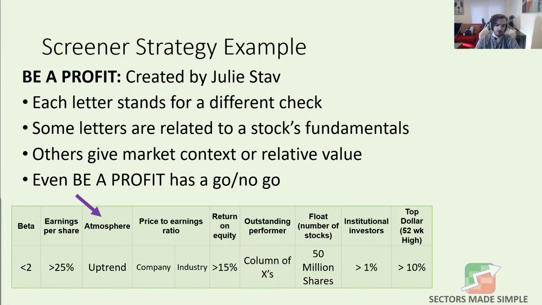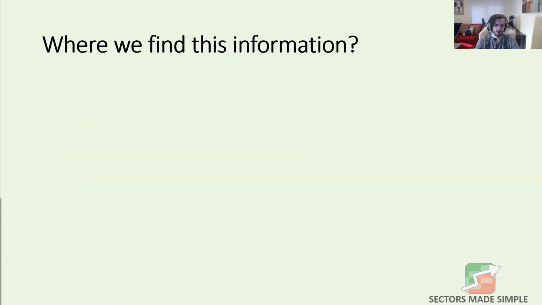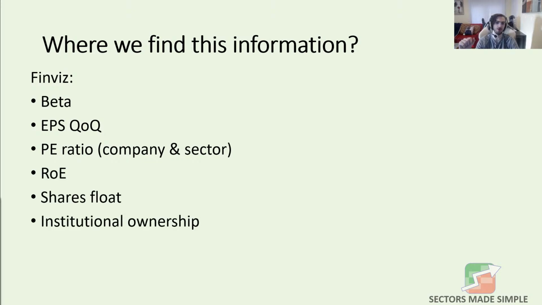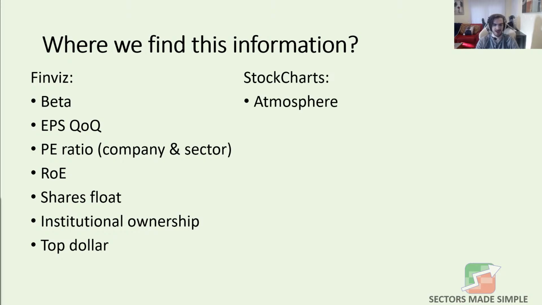For the sake of continuity, I want to share with you where you can find information for Be a Profit. Two main places, FinViz and StockCharts. On FinViz, you can find beta, earnings per share, price to earnings, return on equity, shares float, institutional ownership, and top dollar. On StockCharts, you can find the atmosphere, which is the S&P 500, and the outstanding performer, which is the company compared to its sector.